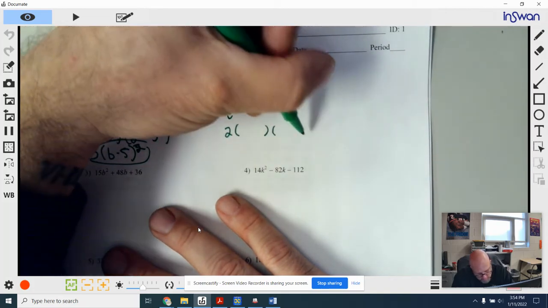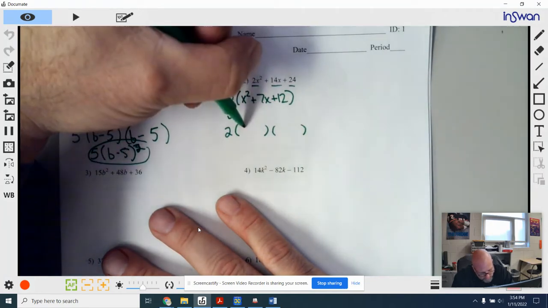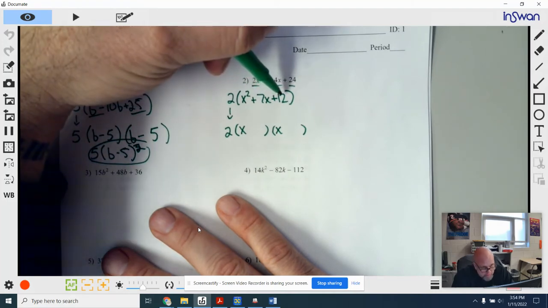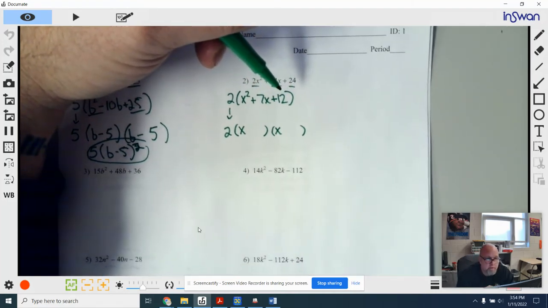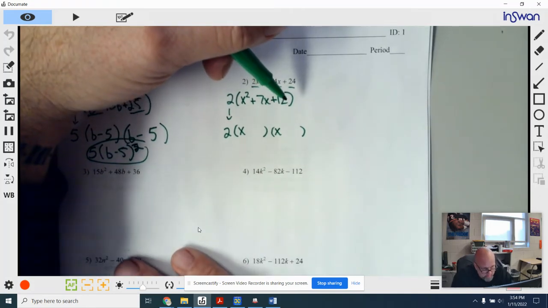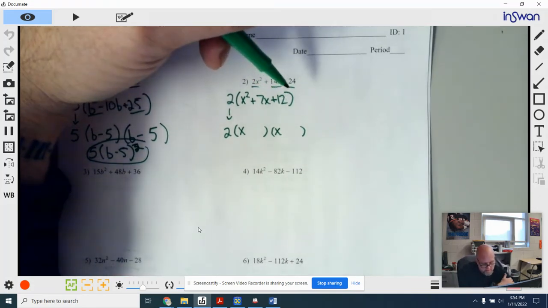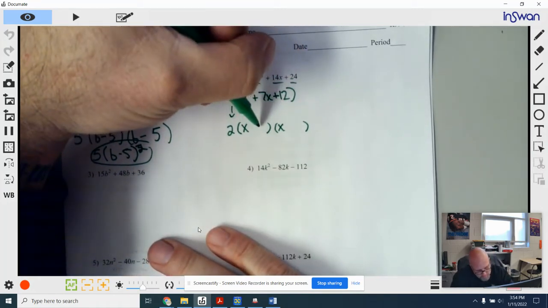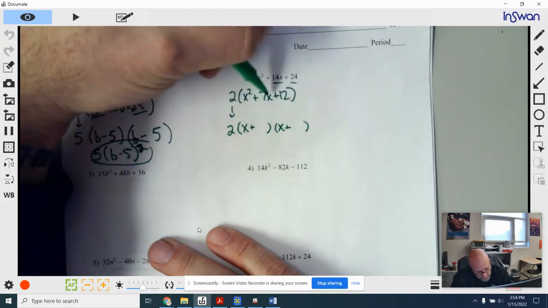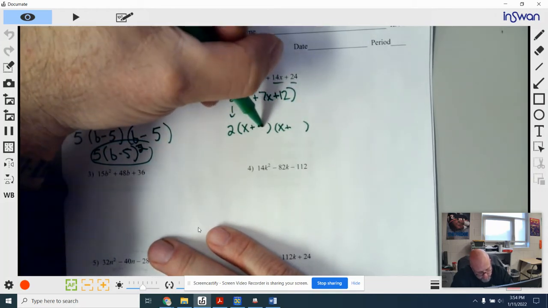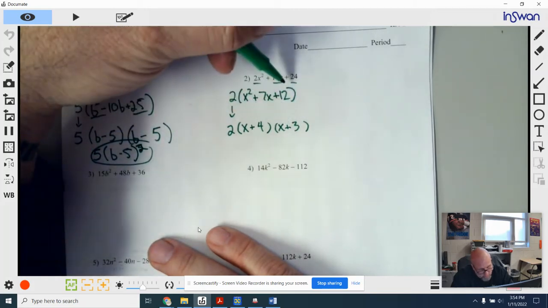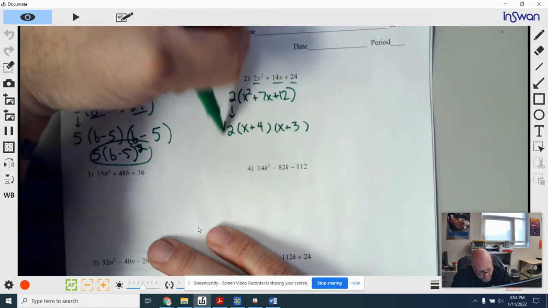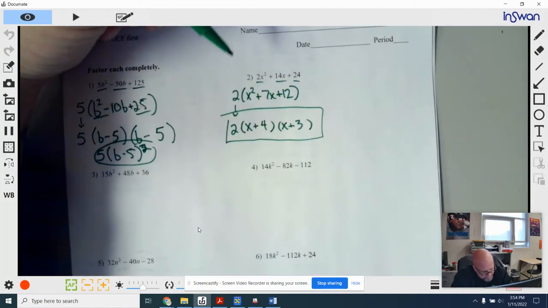And I'm going to break this up into 2 parentheses. So x squared, that gives me x times x. And now I'm thinking of 2 numbers that multiply to 12 but add to 7. Again, if you can do this mentally, great. If not, and you want to apply the box method, you can do that as well. I know that both numbers have to be positive, because all of this is positive inside. And 4 times 3 is 12, as well as 4x and 3x gives you 7x. So this will be the final answer for number 2.